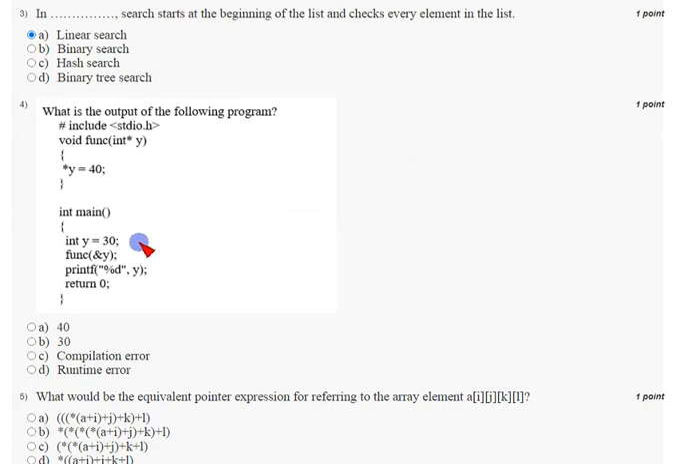Coming to the fourth question, what is the output of the following program? They have given a short program, and they have given the options for the expected output from us. When I did this in a C compiler, I got this answer as 40. So where is that 40? It is here with option A. So mark option A as the correct answer for the fourth question.